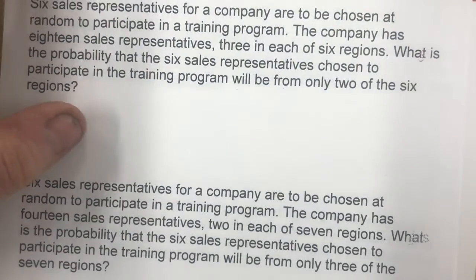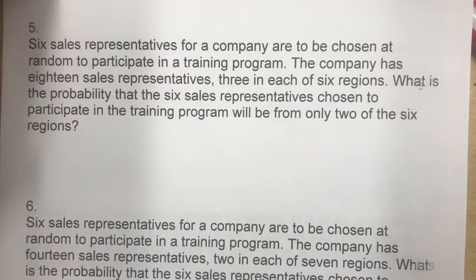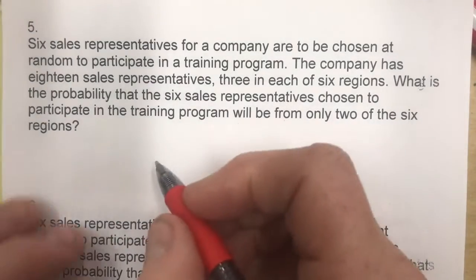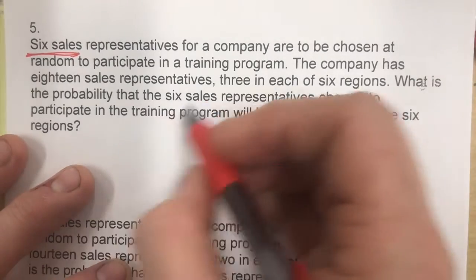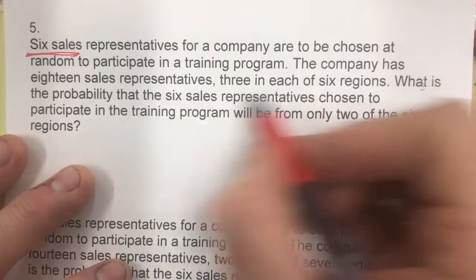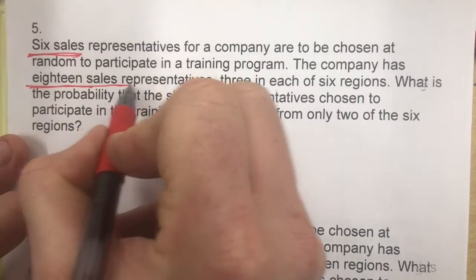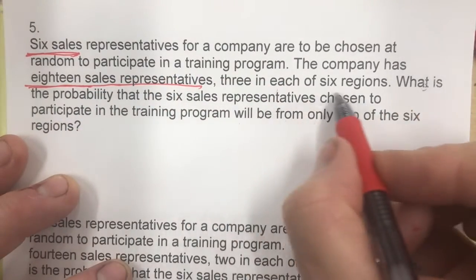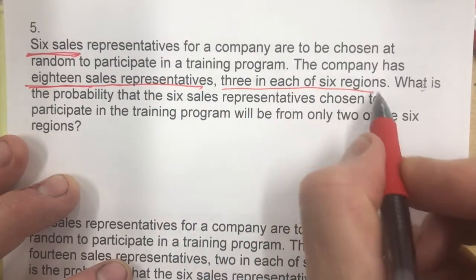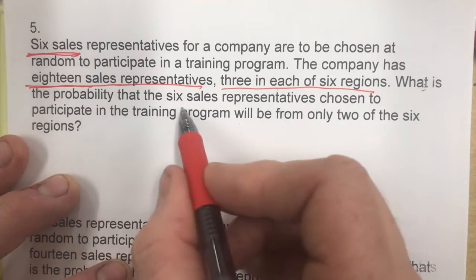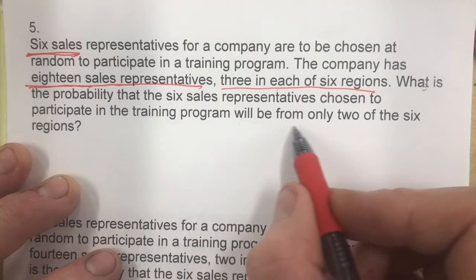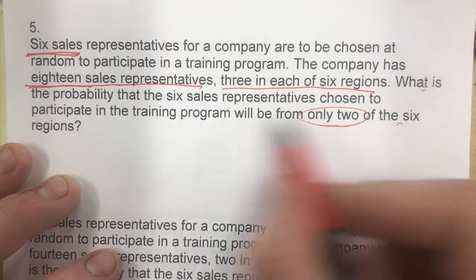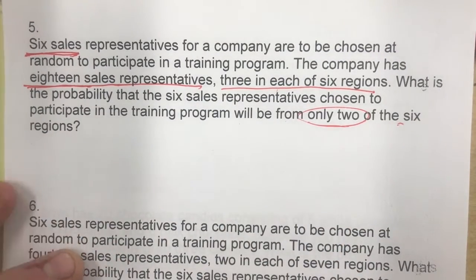All right, number 5 here. 6 sales representatives for a company are chosen at random to participate in a training program. The company has 18 sales representatives, 3 in each of 6 regions. What is the probability that the 6 sales representatives chosen to participate in the training program will be from only 2 of the 6 regions?